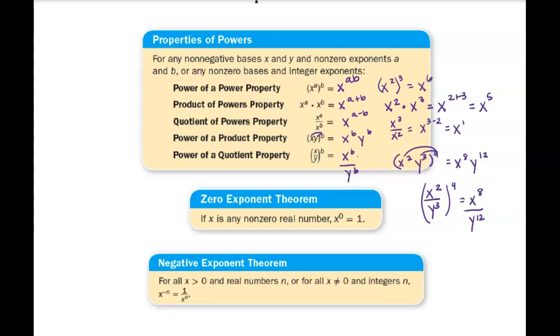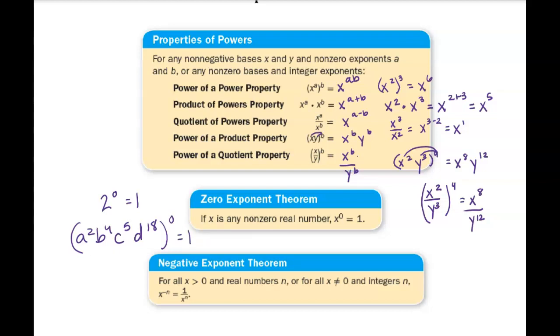As far as the zero exponent theorem, anything to the 0 power is 1. So x to the 0 is 1, 2 to the 0 is 1. Maybe you have something like a^2, b^4, c^5, d^18. If that's all to the 0, that's awesome, because the whole thing just turns to 1.